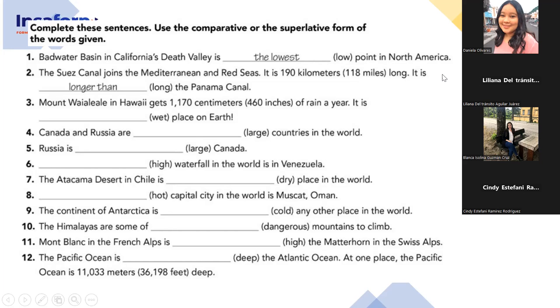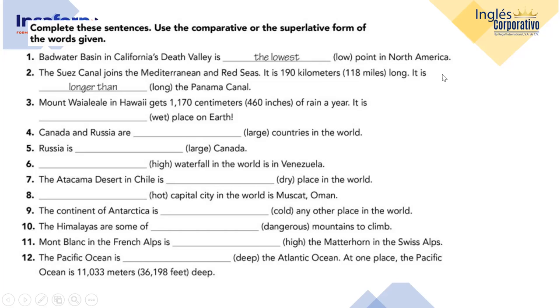What about number three? Comparative or superlative? Mount Waialeale, Hawaii gets the wettest of the year. It's the wettest. Very good. What about number four? It's Canada and Russia. Comparative or superlative? Superlative. Okay. The largest country. Oh, the largest. Very good.